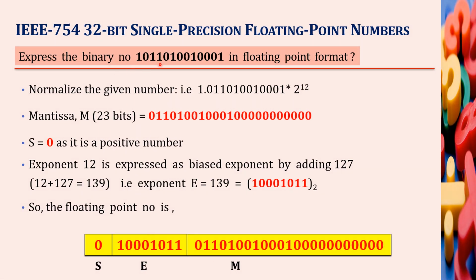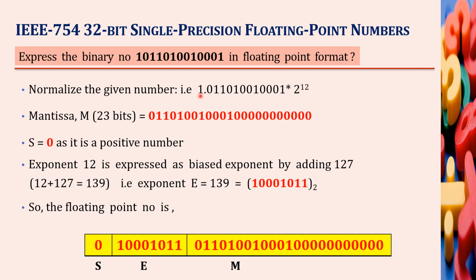Example: here we are given a binary number. We need to represent this binary number in 32-bit single precision format. So what is the first step? We need to normalize the given number. To normalize it, we put the binary point immediately after the first non-zero digit, by moving the bits accordingly.